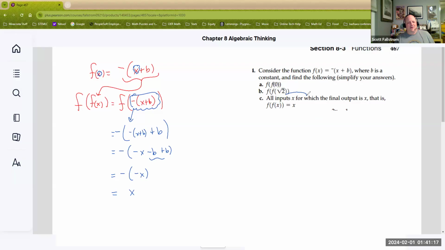And the opposite of x is just x. So find all inputs for which the final output is x. Hey, I got to tell you something. The final output is always x. So maybe you could say something about this. Which inputs will work? Is it just a few of them? Is it one specific one? Or maybe, hey, all of them work.